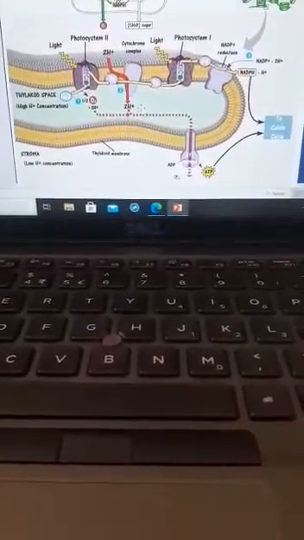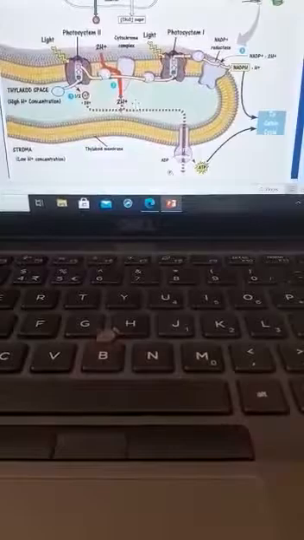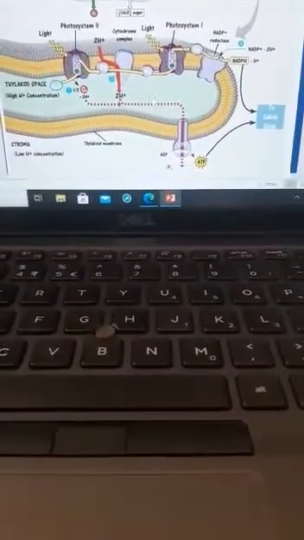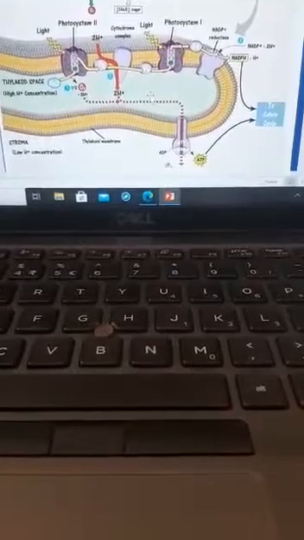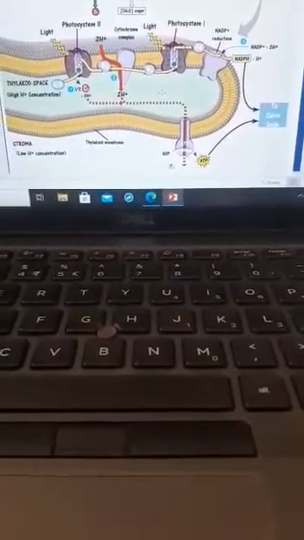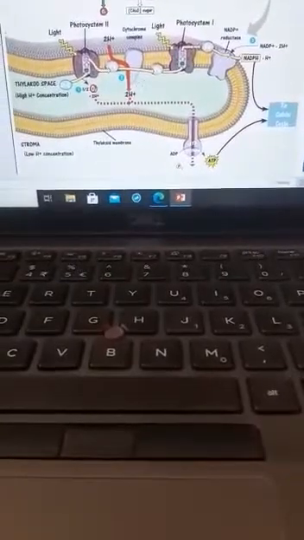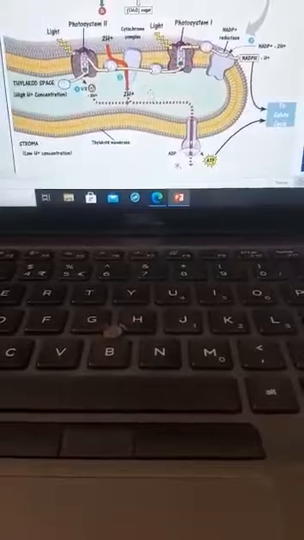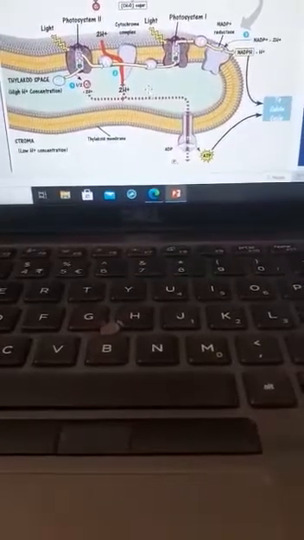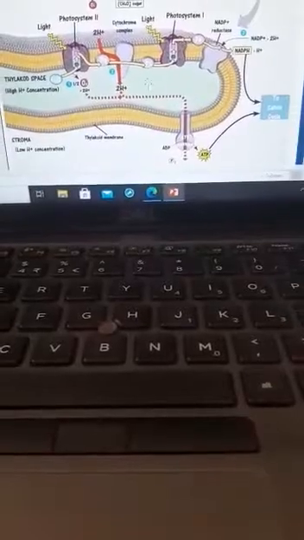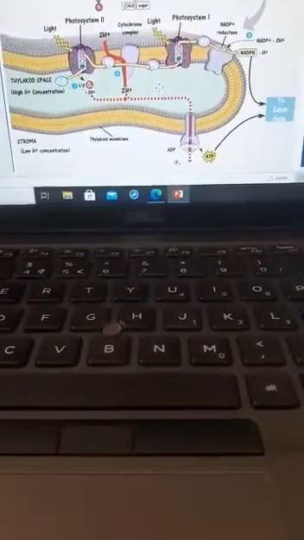A gradient is a situation where you have got more of something on one point and less of the same thing on the other point. So it's always from high to low. That's what a gradient is. So in this particular case, we end up having more hydrogen protons in the thylakoid space than in the stroma matrix, which was not the case before.